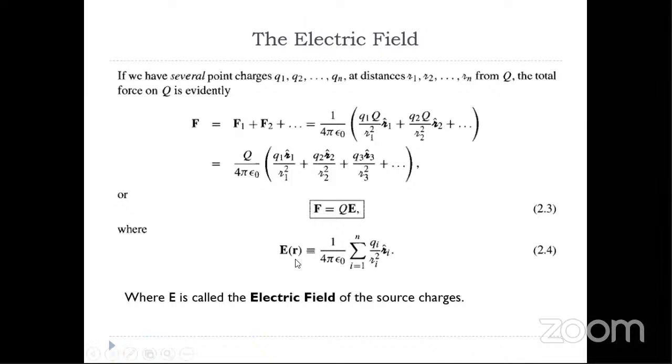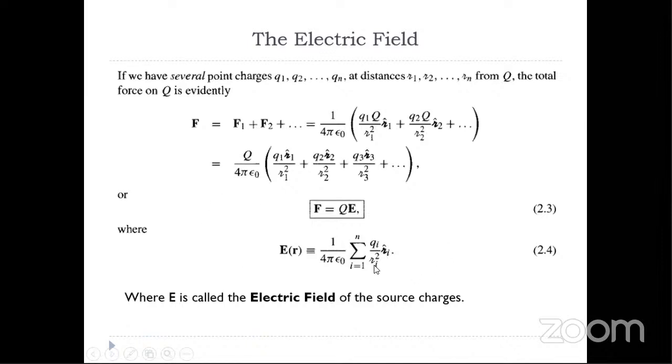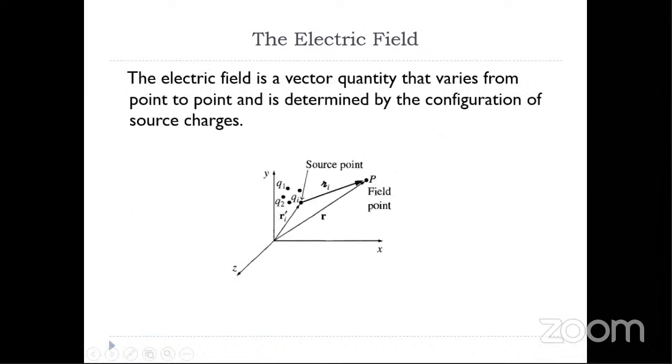What additional thing does this electric field show? When the field point changes, R bar will change, and as R bar changes, the electric field will change. So naturally, electric field is a function of the position vector R bar, that is the field point. Whenever I change the field point, R bar will be different, and the electric field will be different. How the electric field changes in space is given by this entire equation itself, and it depends on the source charge configuration. So E bar is called the electric field of the source charges. Electric field is a vector quantity.